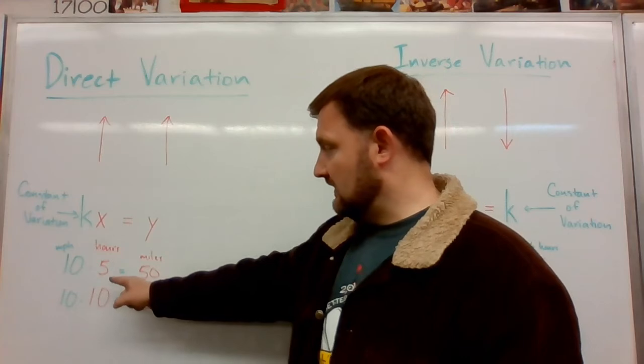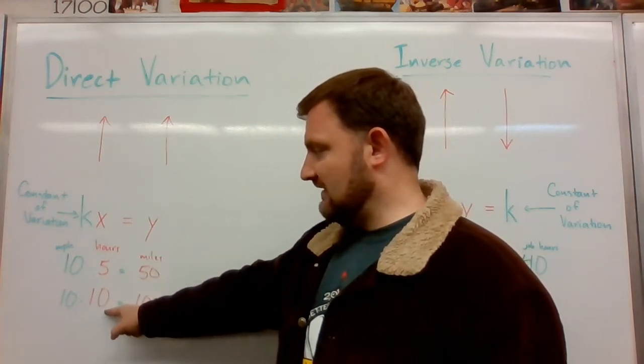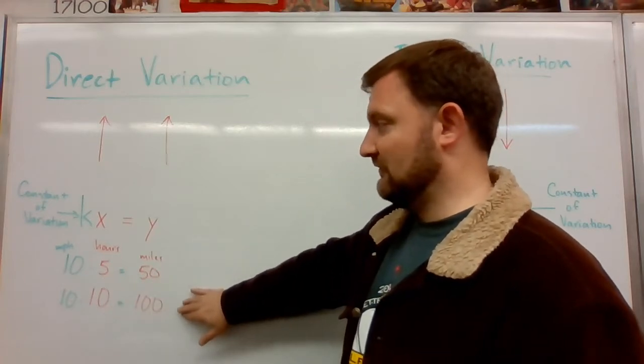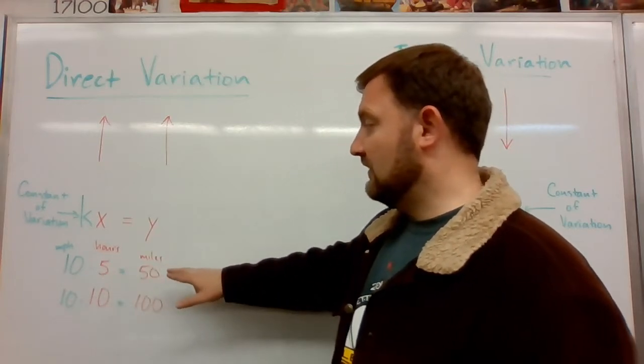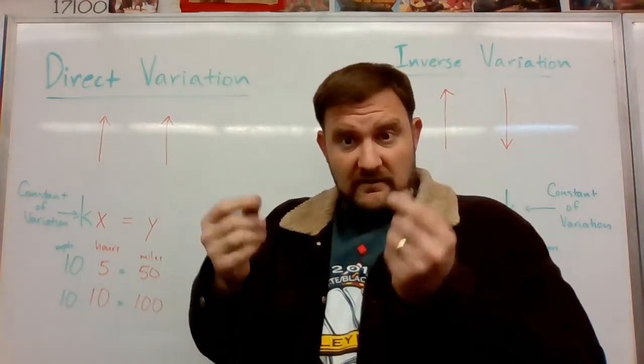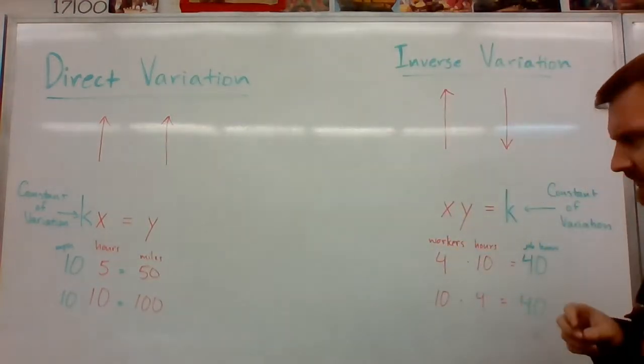Look, our input of 5 hours was increased to 10, and what happened with the output? It went from 50 to 100. So as the input went up, so did the output. Direct variation.